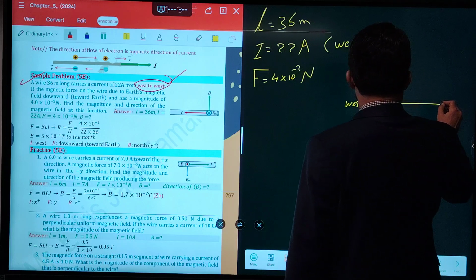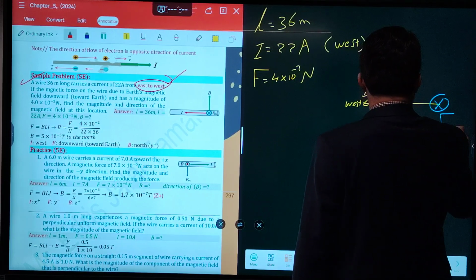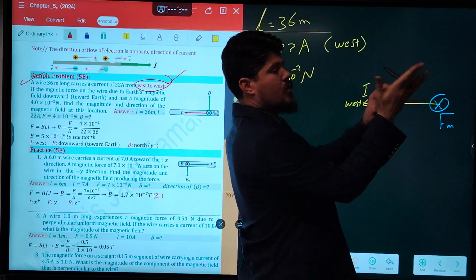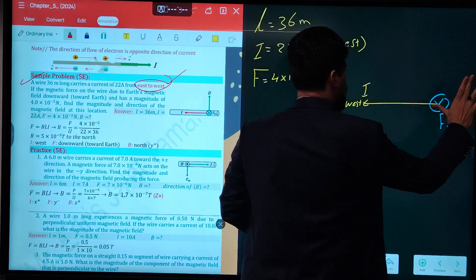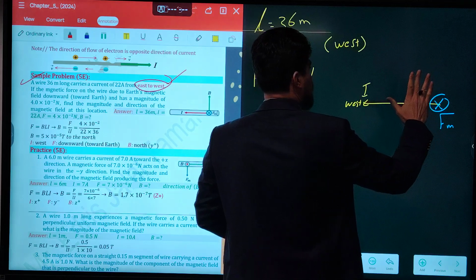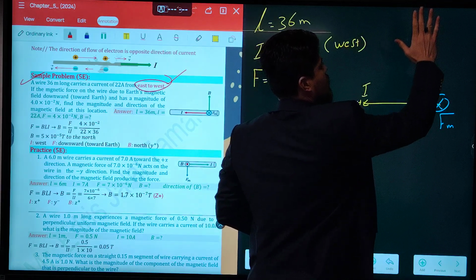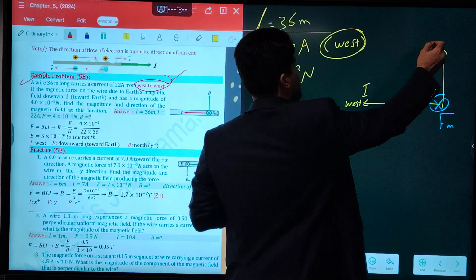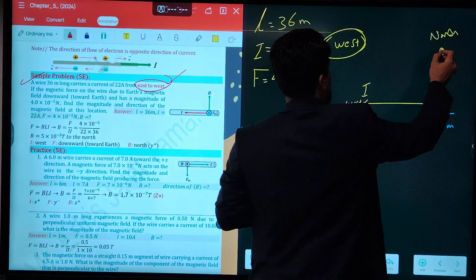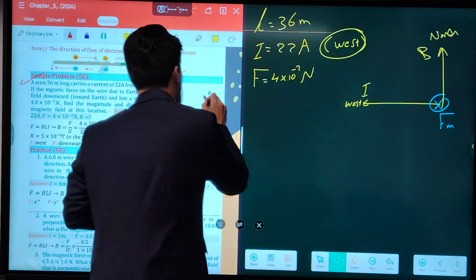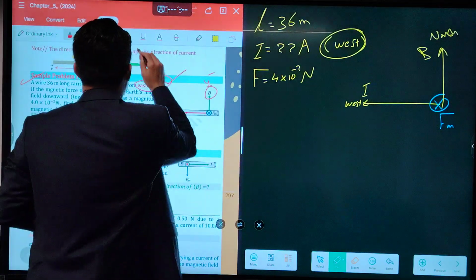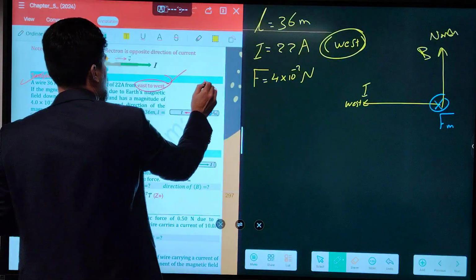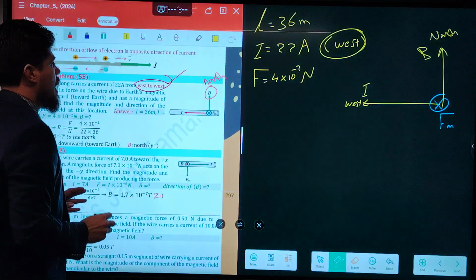So the magnetic force downward means that it is into the page. If magnetic force is into the page, this is the direction of the force for the current carrying conductor, into the page. Where is the direction of the current? West. Where are my fingers? North. Because the question was given by west, so that is why you have to answer by the north. Magnetic field is directed to where? To the north, sorry. Not y, to the north.